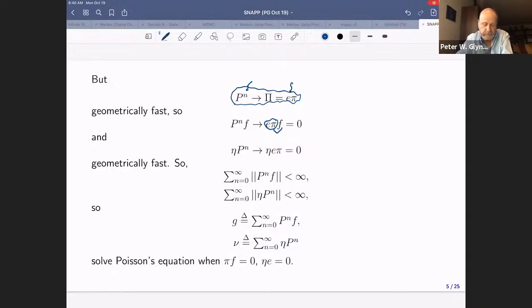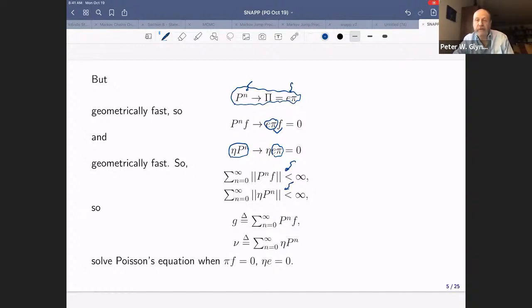And similarly, if we look at the measure valued version of this, eta times P to the n, again P to the n converges to E times pi, that's the rank 1 matrix capital Pi. Eta times E is equal to 0, that's the solvability constraint that we imposed on eta earlier, which means that eta E times pi is equal to 0, which means eta P to the n is convergent to 0 geometrically fast. So in this finite state space setting, we know that P to the n F goes to 0 geometrically fast, and eta P to the n goes to 0 geometrically fast.